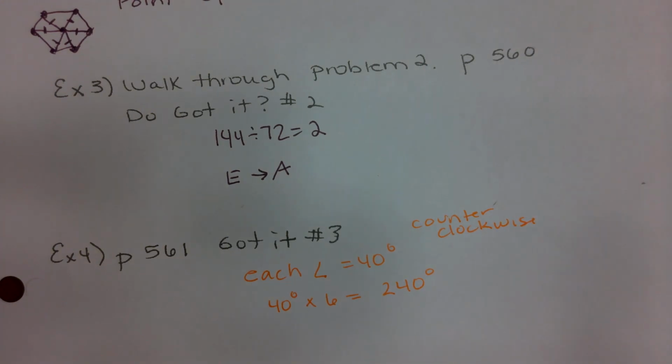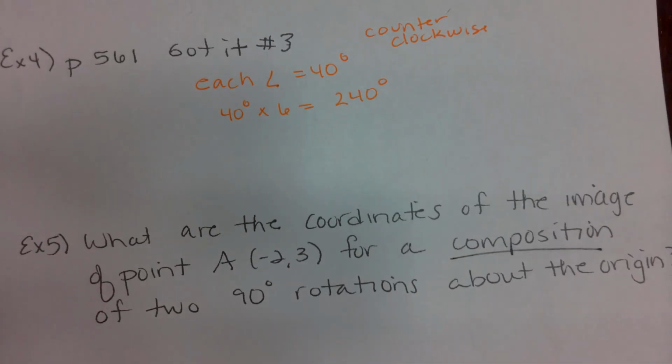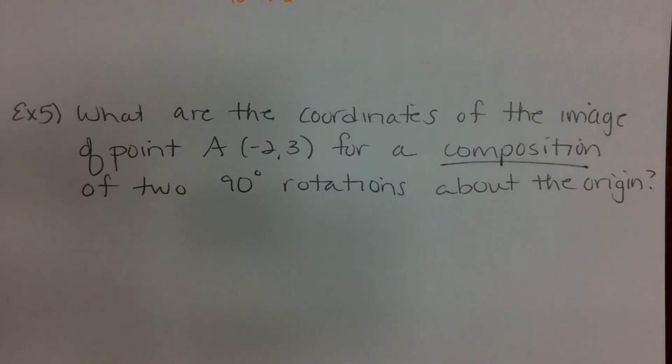Okay, our last one for this lesson. What are the coordinates of the image of point A, which is (-2, 3), for a composition of two 90-degree rotations about the origin? Do you remember what we talked about yesterday? What does a composition mean? It means more than one transformation. So if you are doing two 90-degree rotations, what are you ultimately doing? Yes, you are moving 180 degrees.